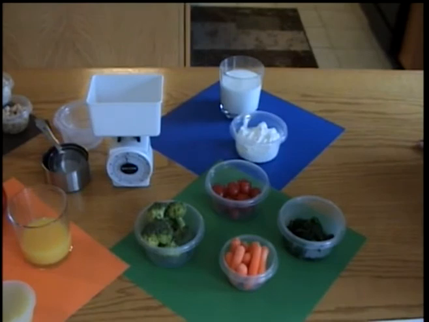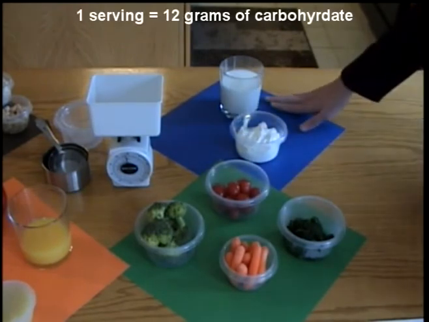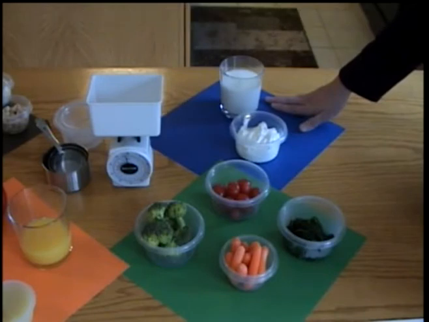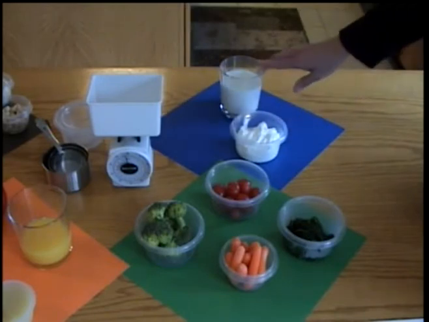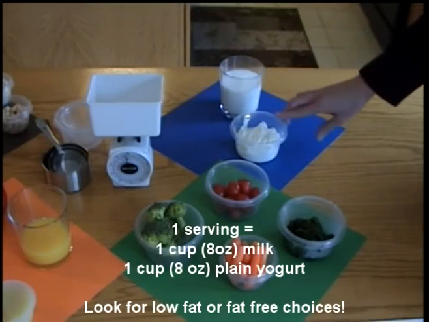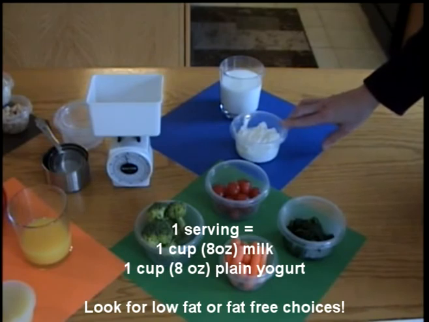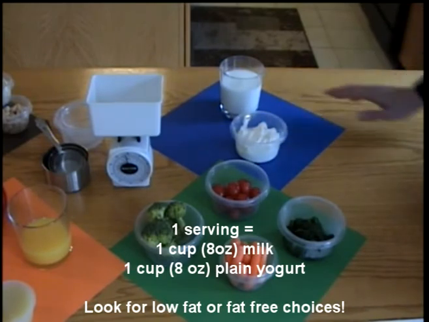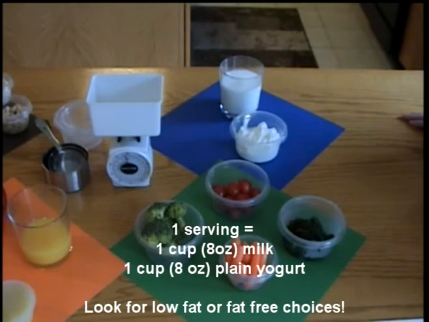The last group we're going to look at is the milk group. Here, 1 serving is equivalent to 12 grams of carbohydrate. Some examples of serving sizes: 1 cup of milk or 8 ounces of plain yogurt. And always be on the lookout for low-fat or fat-free choices when possible.